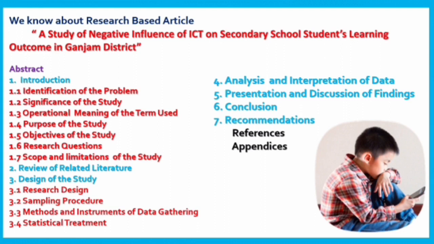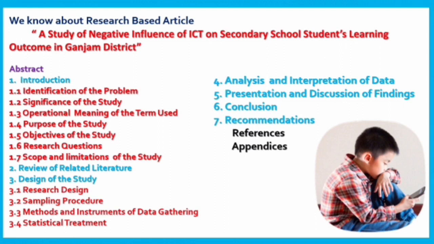First, identification of the problem, then significance of the study, operational meaning of the terms used, then purpose of the study, then objectives of the study, then some research questions, then scope and limitation of the study, then review of related literature, then design of the study. In the design of the study section, these are the subsections: research design, sampling procedure, methods and instrument of data gathering, then statistical treatment.